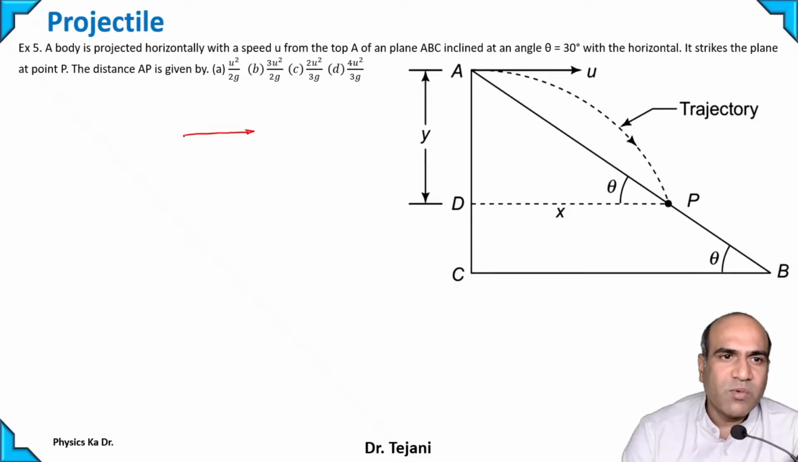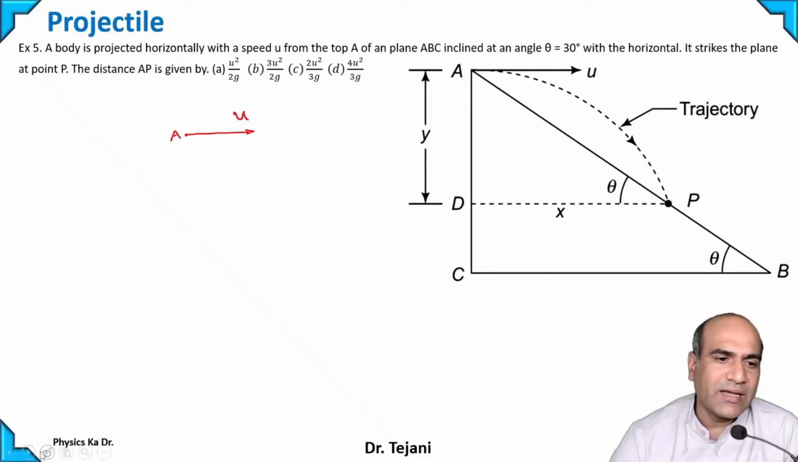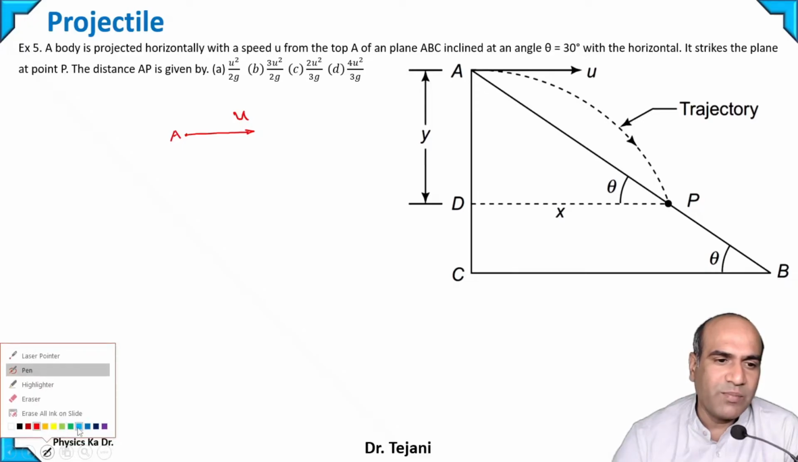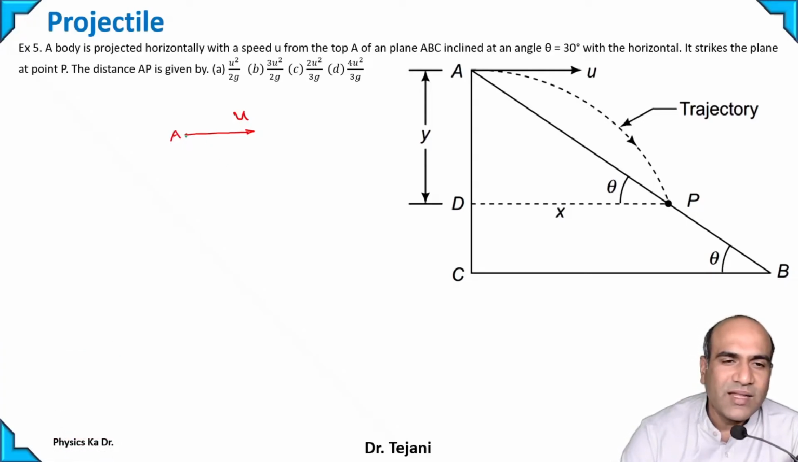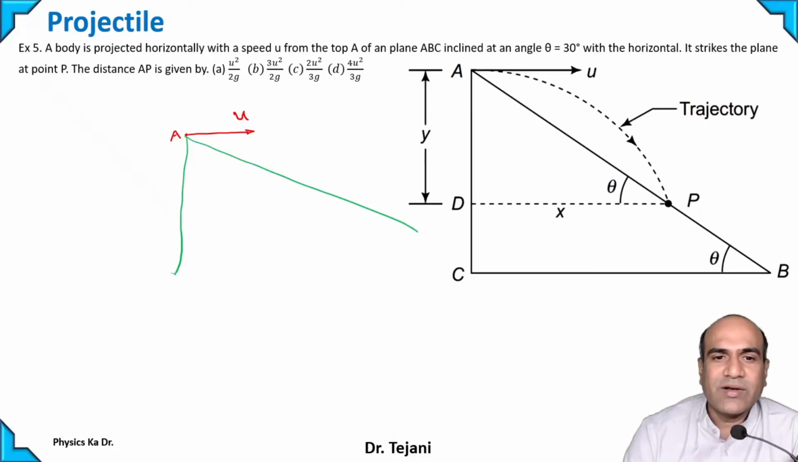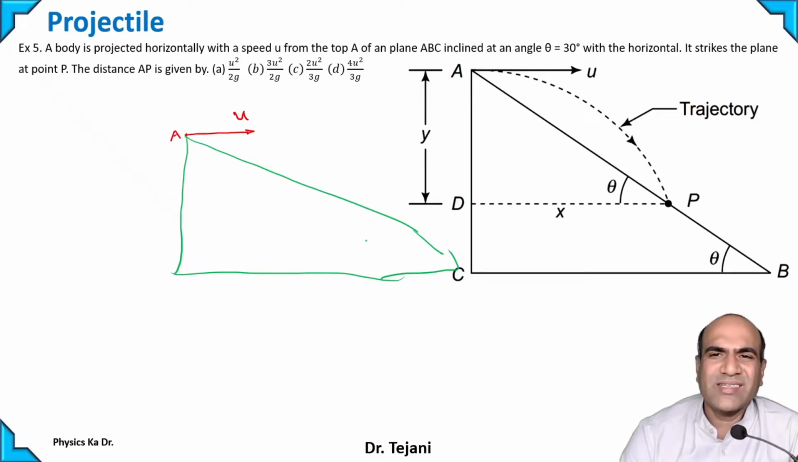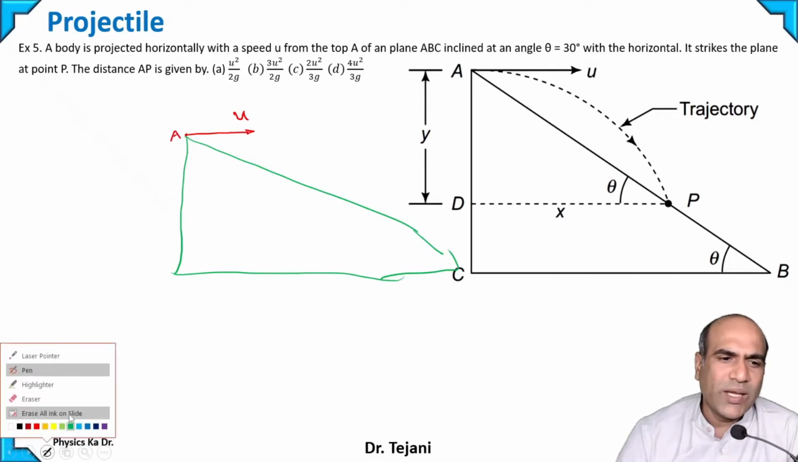So here, the body is projected horizontally with speed u from the top. Say for example, this is top point A, of plane ABC inclined at angle 30 degrees. So here it is given a plane, or you can say it is given a triangle. It is projected like that, or you can just see the drawing which is given here.